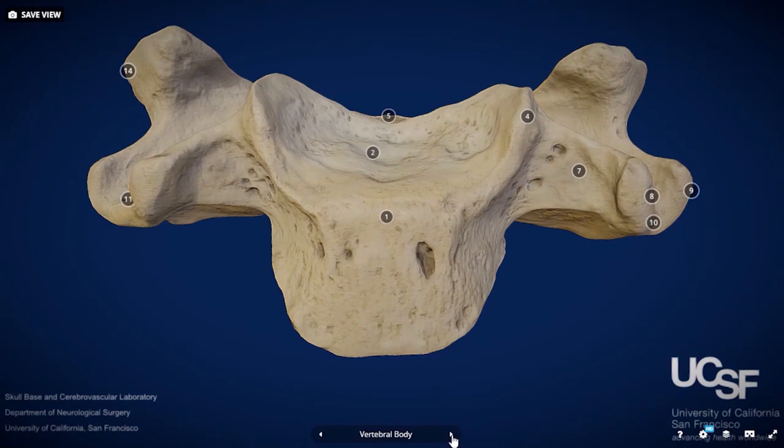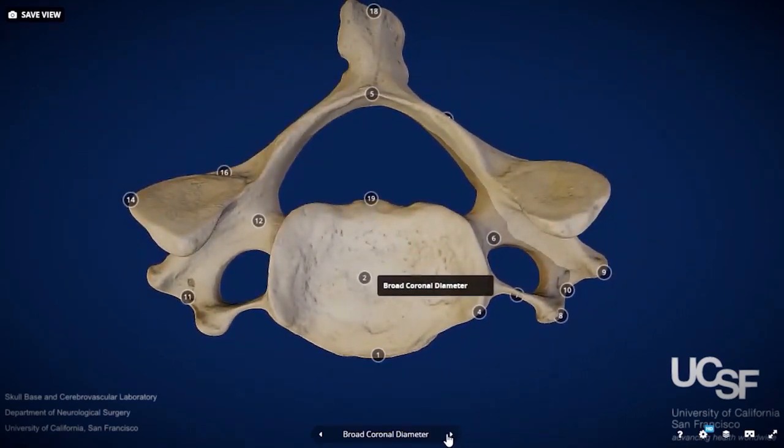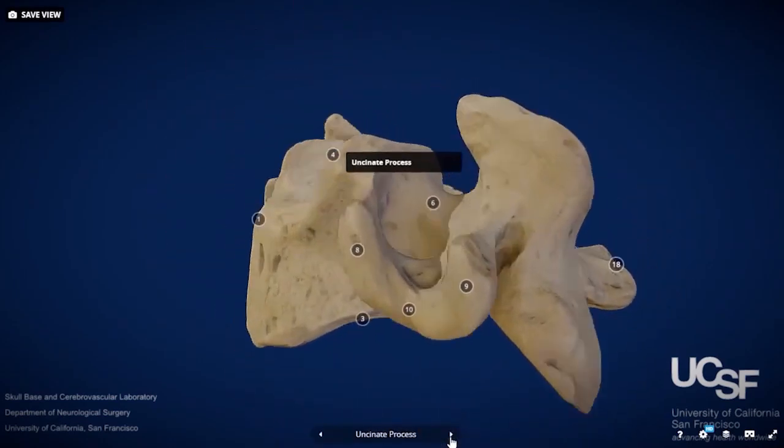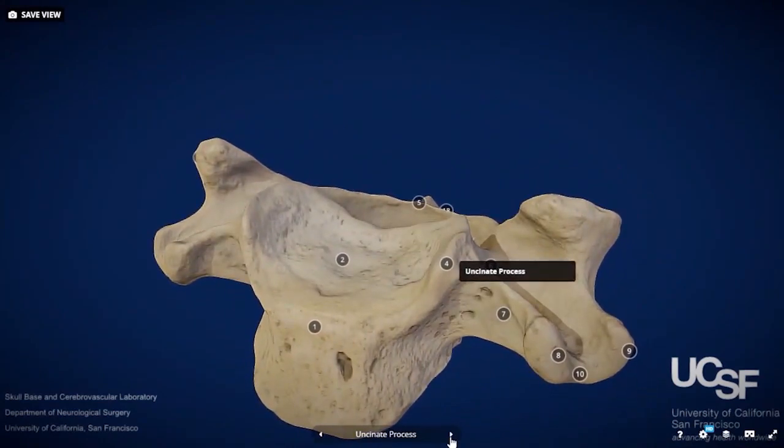What we see right here is a 3D representation of a typical vertebra. This is C4, and first we can see the vertebral body, which is a small vertebral body with a broad coronal diameter. This is the superior end plate, the inferior end plate, and the superior end plate is going to have two lateral projections, which are the uncinate processes. These processes are going to be just medial to the vertebral artery, which is going to run through the transverse foramen.